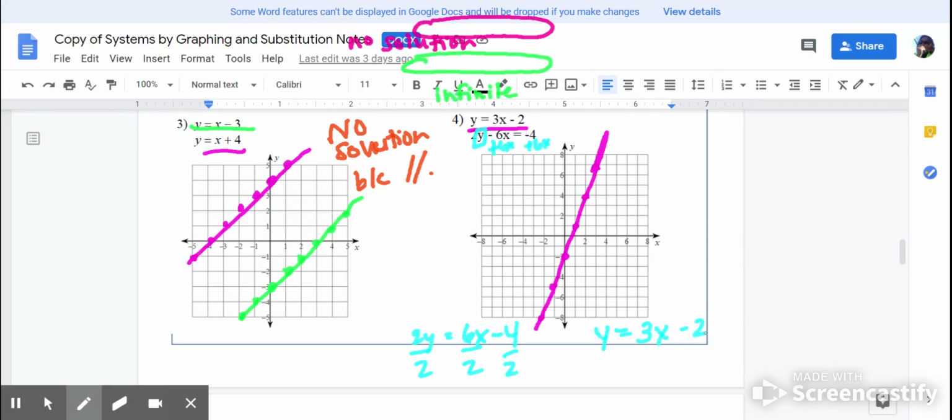And as I get ready to graph this, I can notice that I do have the same slope, so the slope of 3 to my first line, and the same y-intercept of negative 2. So as I graph all of my points and I graph the line, I can see that those two are the exact same. So my answer here would be infinite solutions, and that is because they are coinciding lines. Those lines are the exact same.